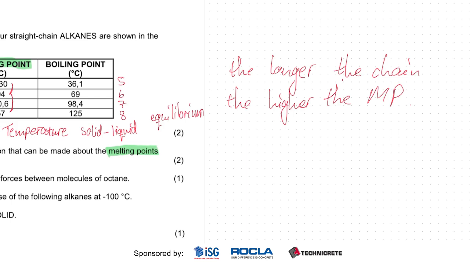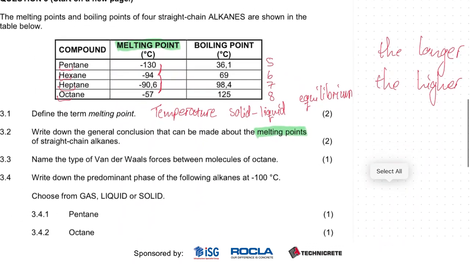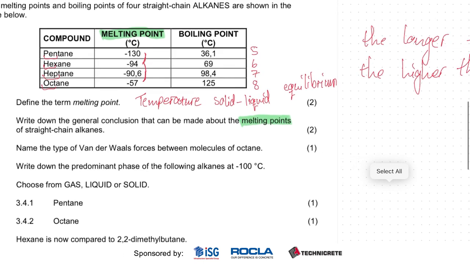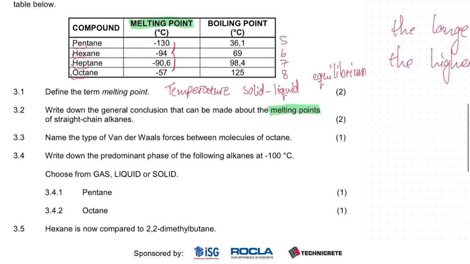Yeah. So that's a fairly reasonable conclusion. The answer being looked for here can be phrased in a couple of different ways. So let me just give you some alternative answers. As the chain length or number of carbon atoms, or you can talk about mass or surface area. You can also talk about strength of intermolecular forces. As all these things increase, the melting point increases.